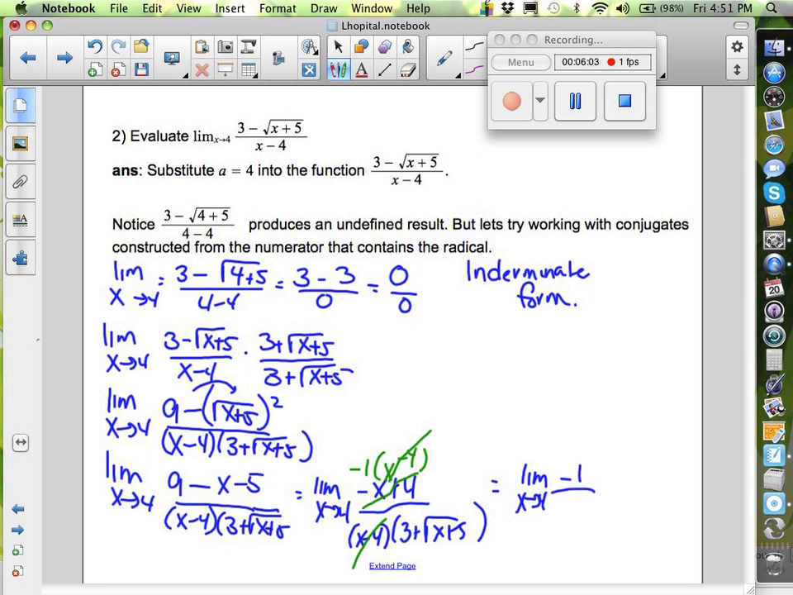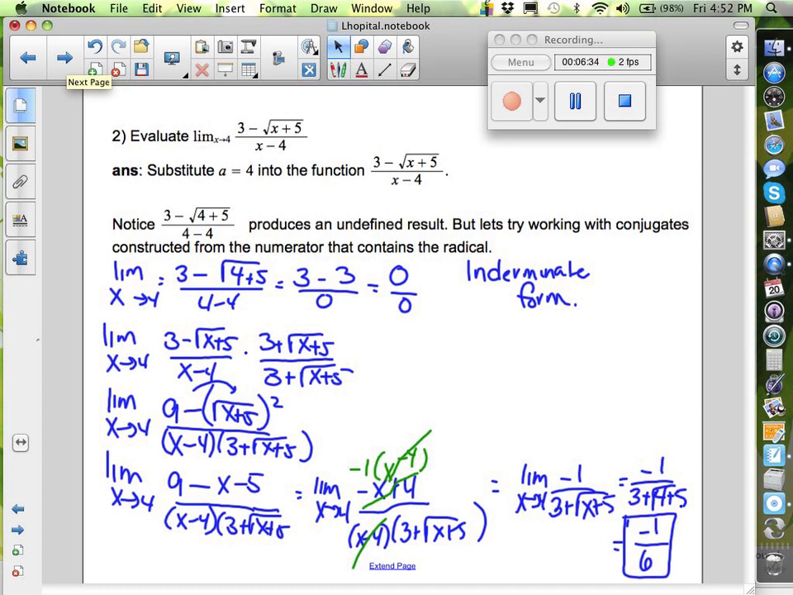So we have the limit as x approaches 4 of negative 1 over 3 plus the square root of x plus 5. And now we can just substitute in. We would have negative 1 in the numerator and in the denominator 3 plus the square root of 4 plus 5. That's the square root of 9. And square root of 9 is 3, that would give us negative 1 over 3 plus 3, or 6. So there's our limit, negative 1/6.